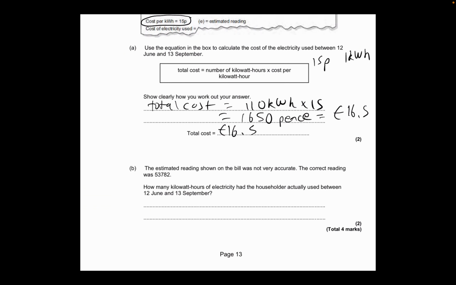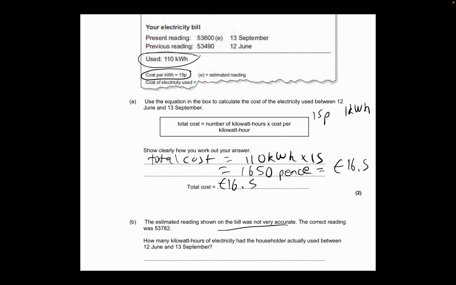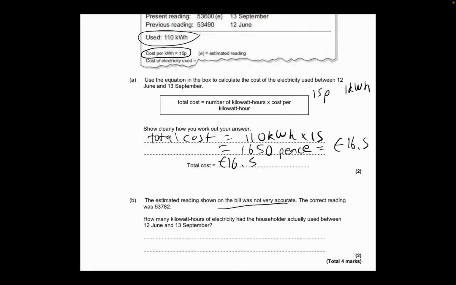Now the next question is that the estimated reading shown on the bill was not very accurate. The correct reading was about 53,782. How many kilowatt hours of electricity had the householder actually used between 12 June and 13 September? This is something we have to understand: we have to subtract this value from the original.